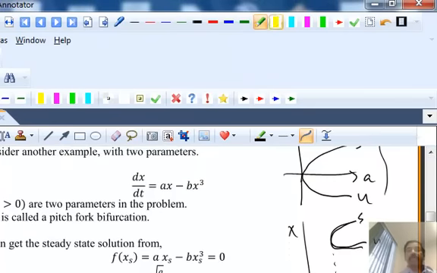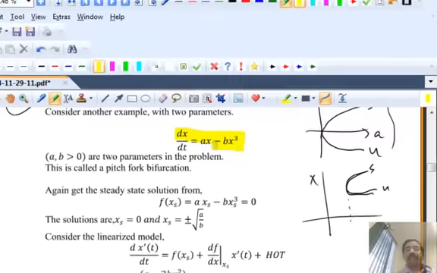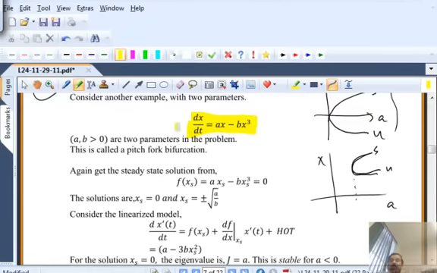Okay, so here you have what is called a pitchfork bifurcation, and you will see why once you map out the state space. So dx/dt equals ax minus bx cubed. Once again, x is the state variable. A and b are parameters. There are two parameters in this problem, like Reynolds number and Prandtl number. Now, both the parameters are positive, we are told.